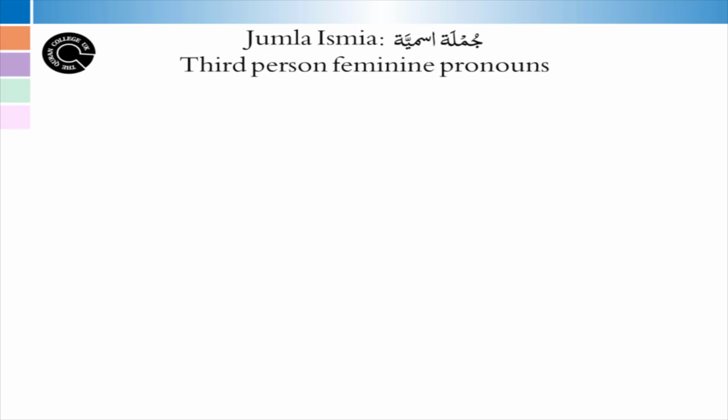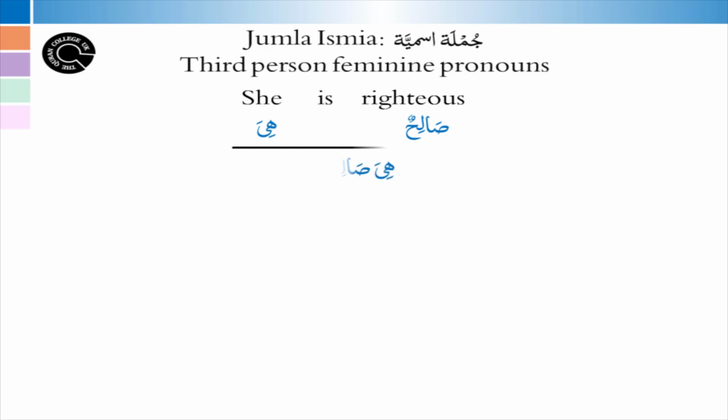The first example for the third person feminine pronoun is she is righteous. For righteous we use salihun. For she we use hiya. Therefore, the nominal sentence with the third person feminine pronoun is hiya salihatun. To remind you again, we use salihatun because the subject uses a feminine pronoun. The predicate follows the gender and the number of the subject. The feminine of salihun is salihatun.